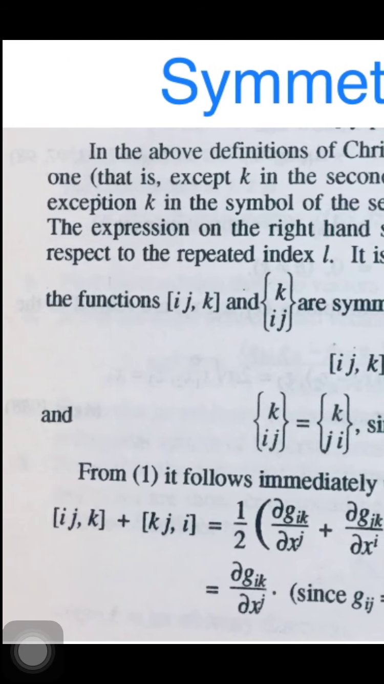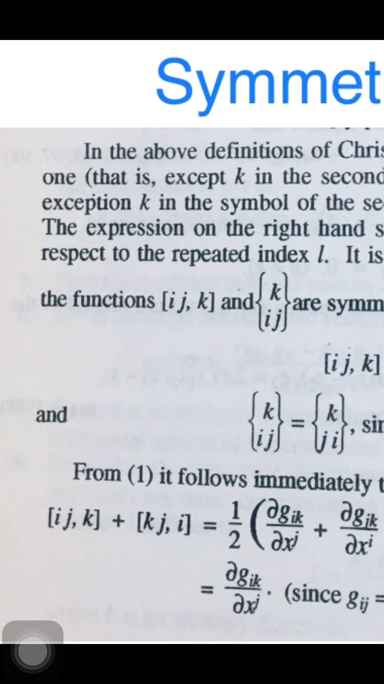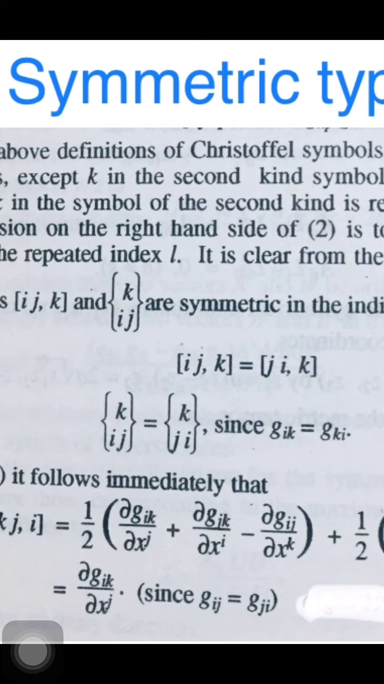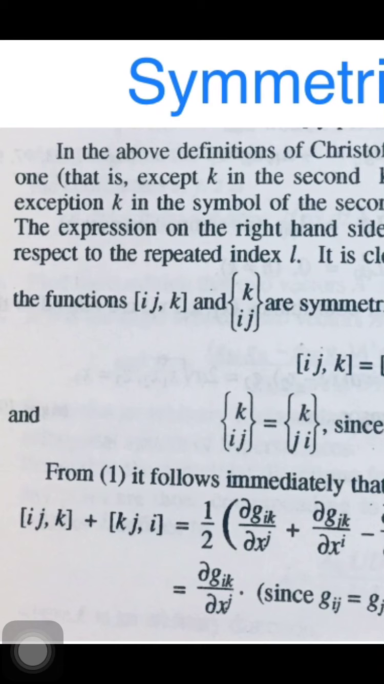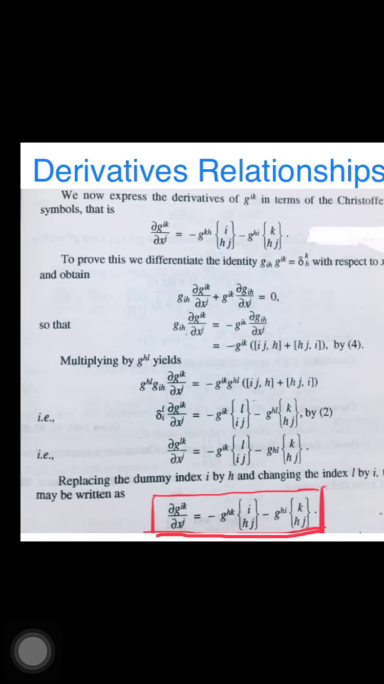From the definition it follows immediately: putting the definitions in [ij, k] plus [kj, i], we get ∂g_ik/∂x^j, because g_ij equals g_ji, so the other terms cancel. Thus the sum of two Christoffel symbols of the same type can be expressed in derivative form of the fundamental tensor. So this is the symmetric type.